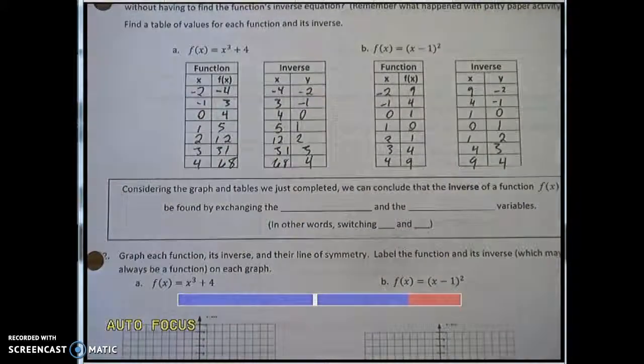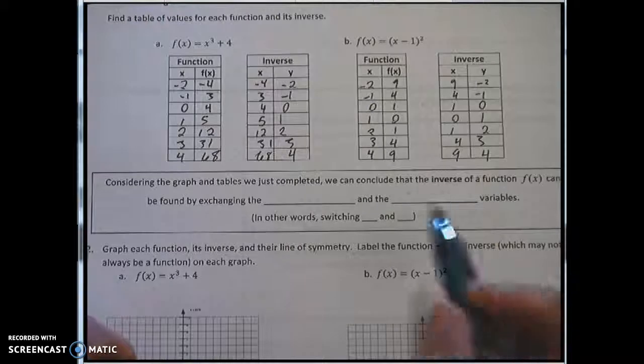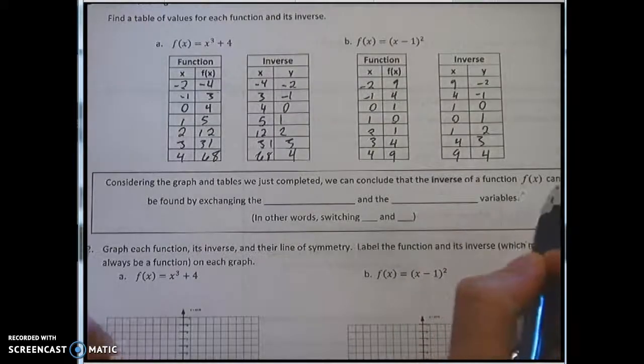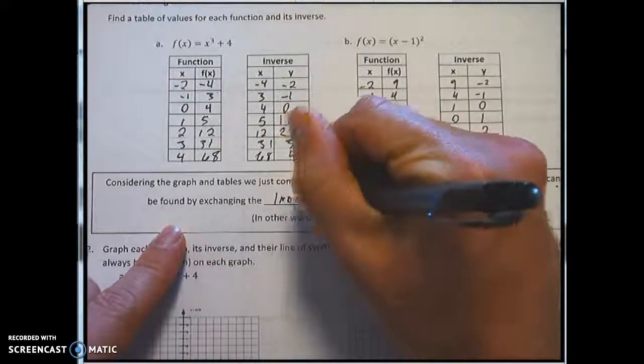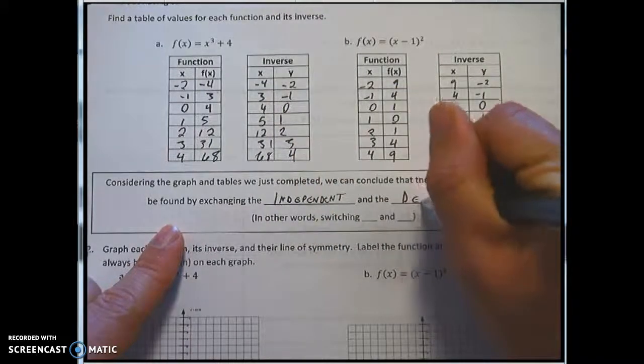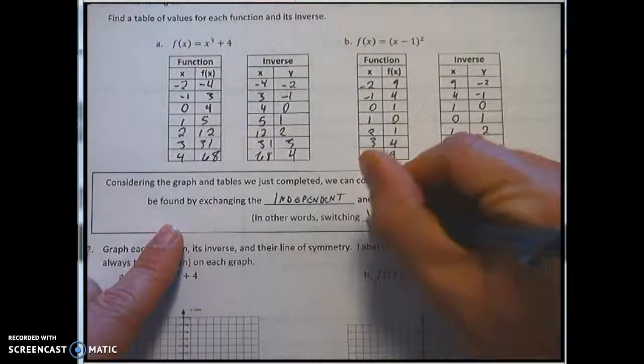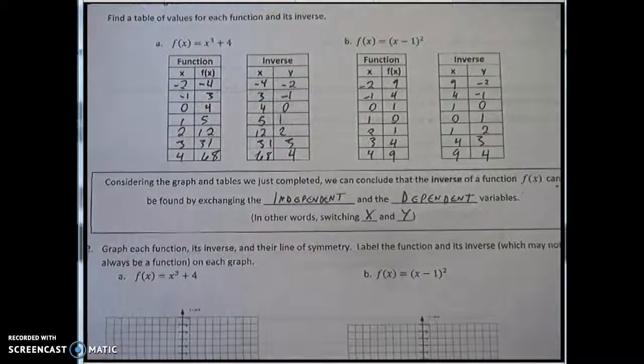So if I was to summarize the first major takeaway, I'd say we can conclude that the inverse of a function can be found by exchanging the independent and dependent variables, i.e. switch the x and the y. That's the first major takeaway.